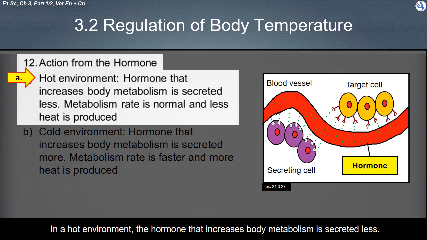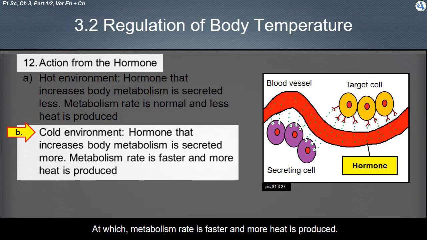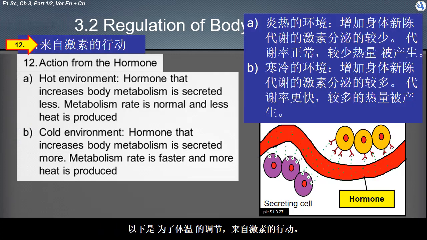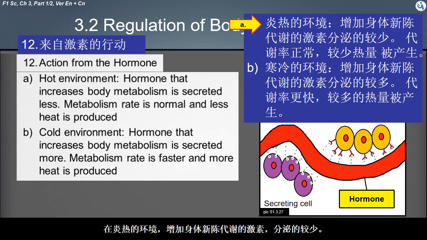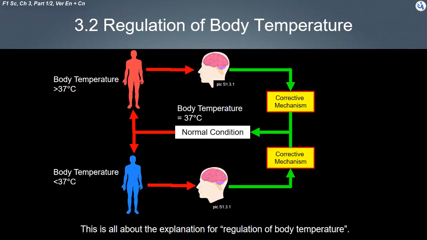In a hot environment, the hormone that increases body metabolism is secreted less. At which, metabolism rate is normal, and less heat is produced. In a cold environment, the hormone that increases body metabolism is secreted more. At which, metabolism rate is faster, and more heat is produced. This is all about the explanation for the regulation of body temperature.